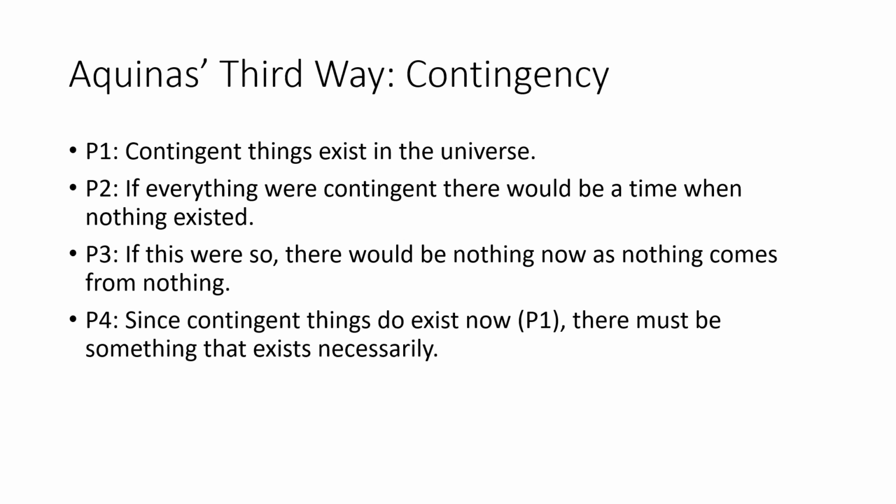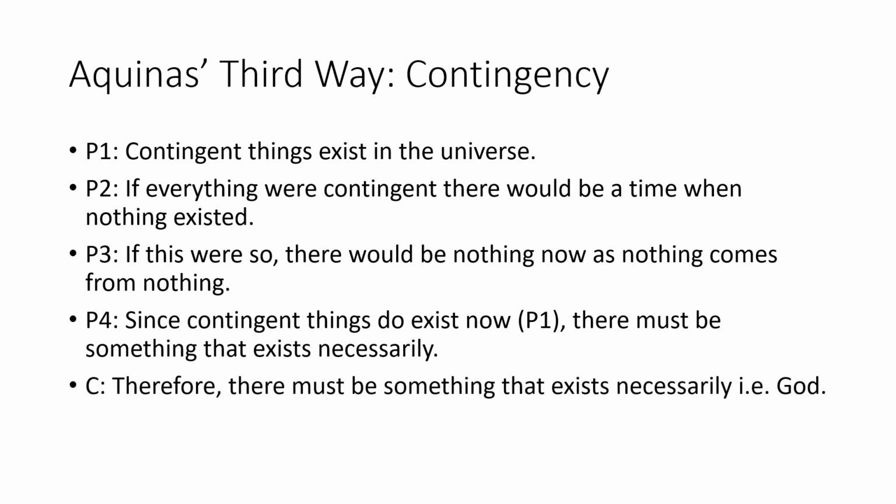So contingent things do exist, we know that much. There must be then something for that sequence of contingency to ultimately depend on. There must be something that exists necessarily outside of that sequence of contingent things. So as with his other arguments, therefore there must be something that exists necessarily, and this is God. God is the necessary being which causes and sustains and acts as the fundamental metaphysical grounding of all contingent things.